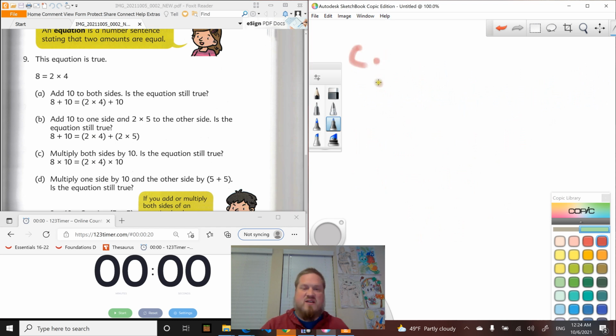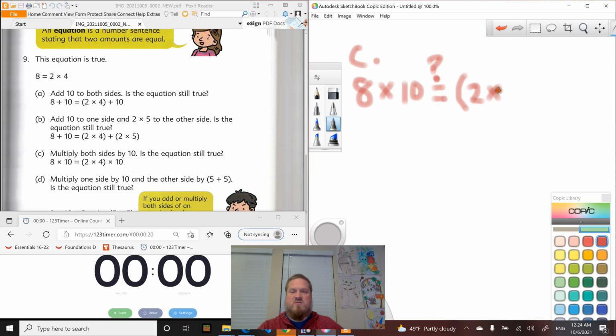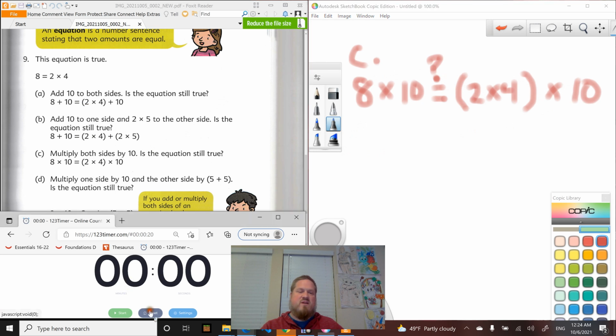All right, problem C. Multiply both sides by 10. We added 10 up here, and then we added 10 in an expression that equals 10 up here. But does it work if we multiply? Let's find out. So we start out with 8 times 10. Is it equal to our original expression, 2 times 4? Now we're multiplying this side by 10. All right. Try your hand at this one, Perrin.